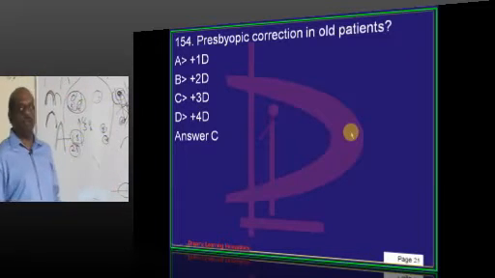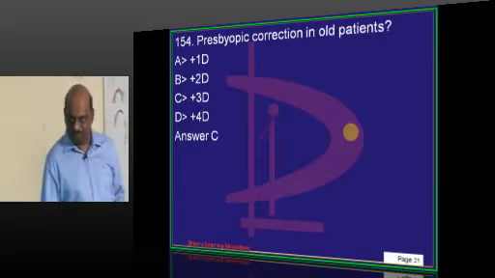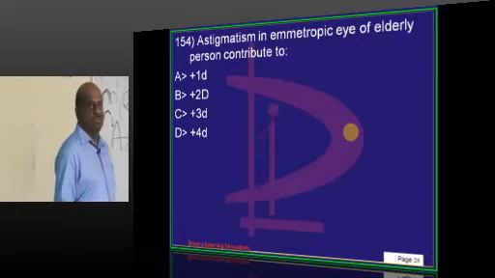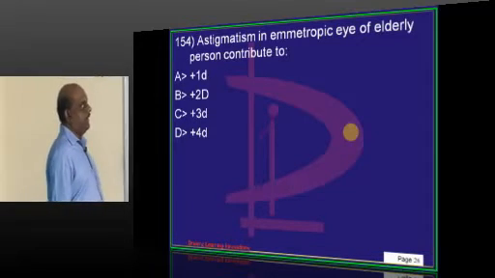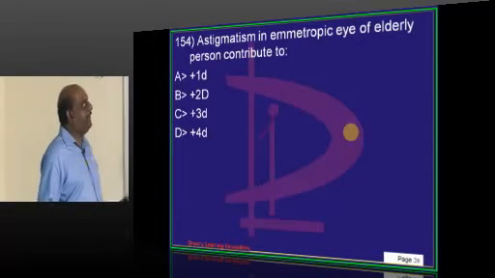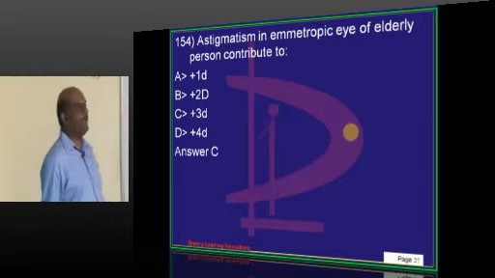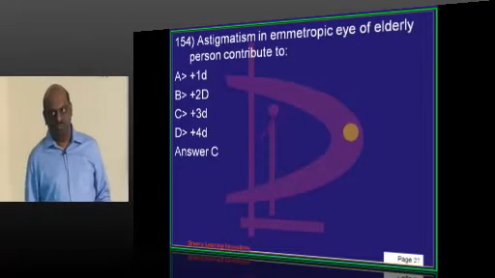Presbyopic correction is done for +3 diopters in old patients. Astigmatism: in an emmetropic eye of an elderly person, astigmatism contributes up to how many diopters? Up to 3 diopters.